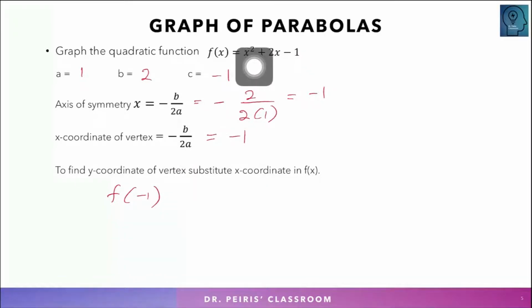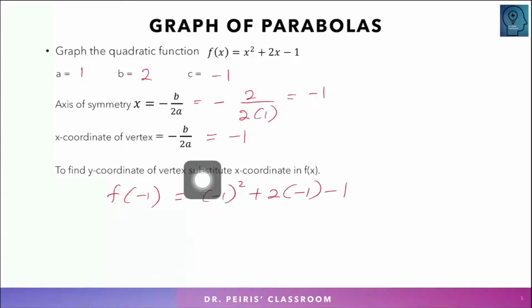The x value is equal to negative 1. So f of negative 1 is negative 1 squared plus 2 times negative 1 minus 1. So what I did was I found the x coordinate of the vertex as negative 1. Then I need to substitute that in the given equation to find the corresponding y value. So x is equal to negative 1. This is negative 1 squared plus 2 times negative 1 minus 1.